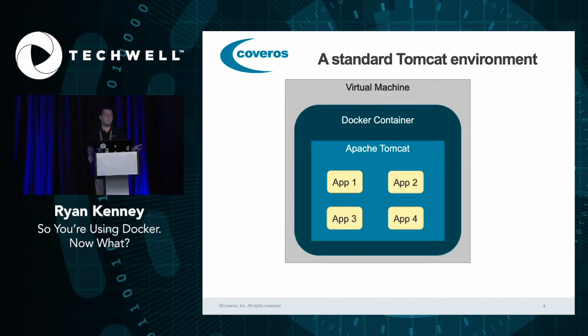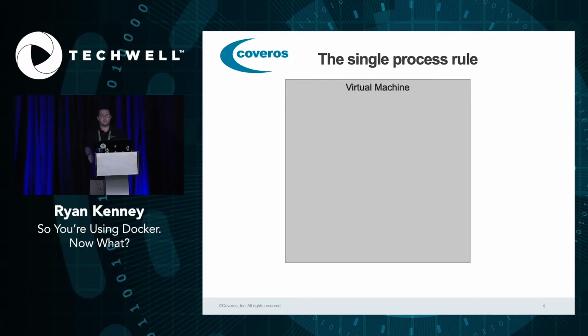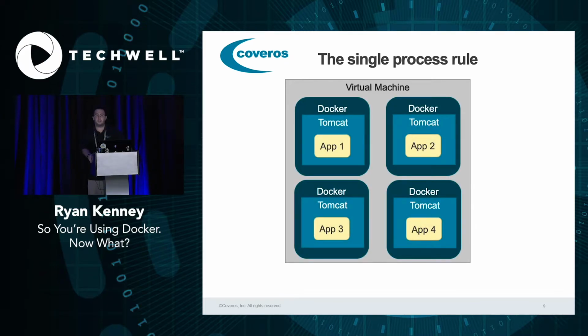That can work. I mean, nothing will stop you from doing this. However, it doesn't follow a lot of Docker best practices. For one, we have what's known as the single process rule, which says that a Docker container should do one thing and it should do it really well. And for those familiar with microservices, this should sound very familiar. Now, with the single process rule, we might think, okay, we wanted to share the Apache Tomcat environment, and that's why we stuffed all these things together, but we don't need to do that anymore.